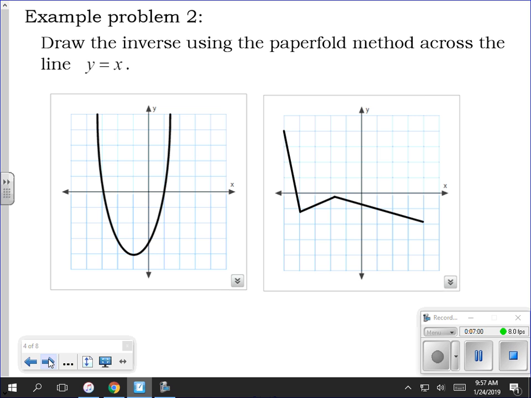I'm going to leave this recording so I can hear at least the instructions. Okay, so I do have here a smaller version of the graph to show you. I'm sorry I can't make it any bigger than this, but you don't really need to. So, the paper fold method.